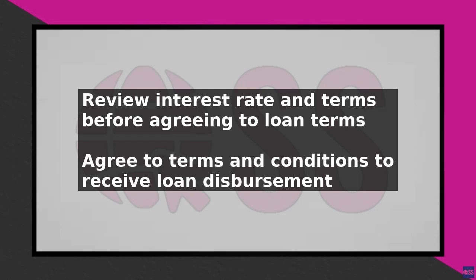Once you have specified the loan details, Binance will prompt you to agree to the terms and conditions of the loan. Make sure to read and understand the terms before agreeing to them. After agreeing to the terms, the loan will be disbursed to your Binance wallet. You can then use the borrowed funds to trade or invest in other cryptocurrencies.